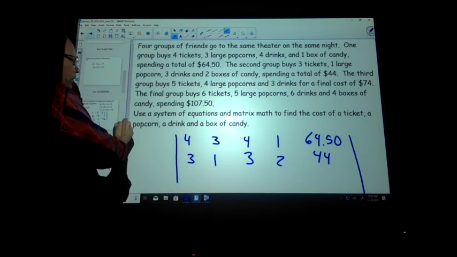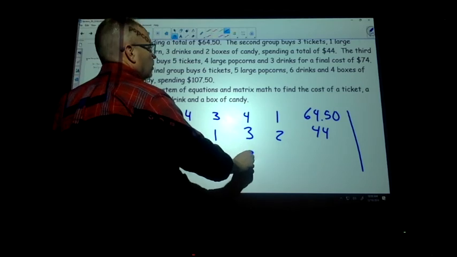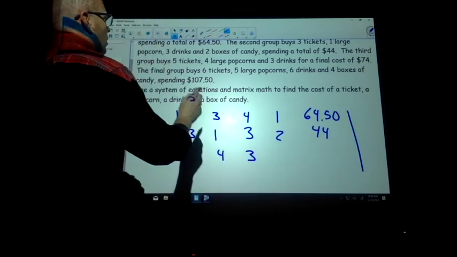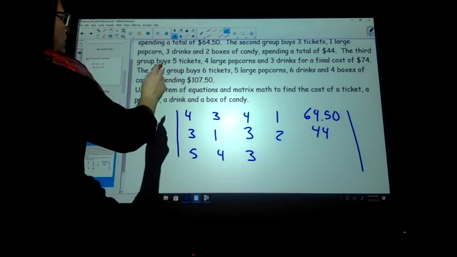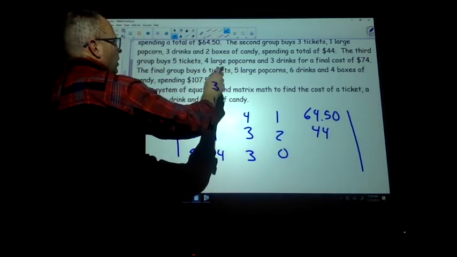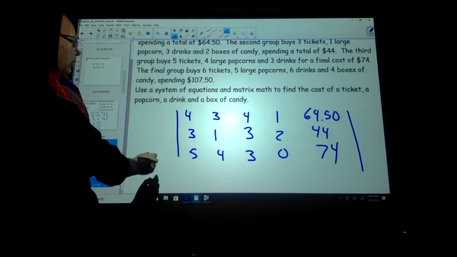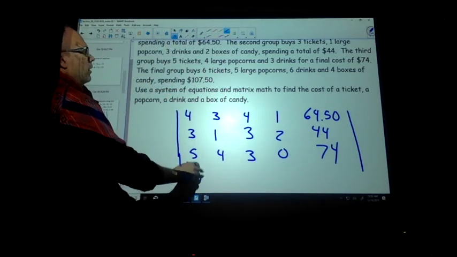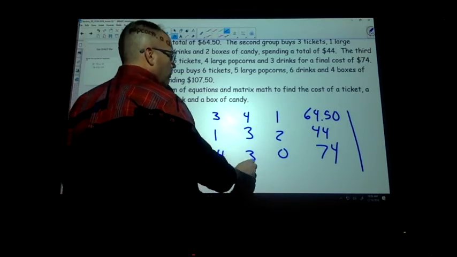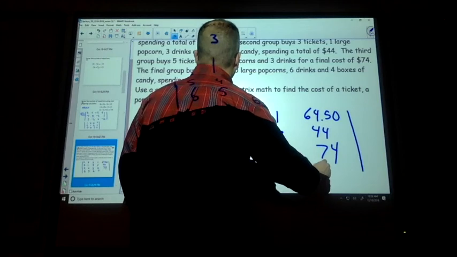Third group buys 5 tickets, 4 large popcorns, 3 drinks, and they didn't buy any candy, right? And they spent 74 dollars. And then the final group, this is the party group: 6 tickets, 5 large popcorn, 6 drinks, 4 boxes of candy, and they spent $107.50.